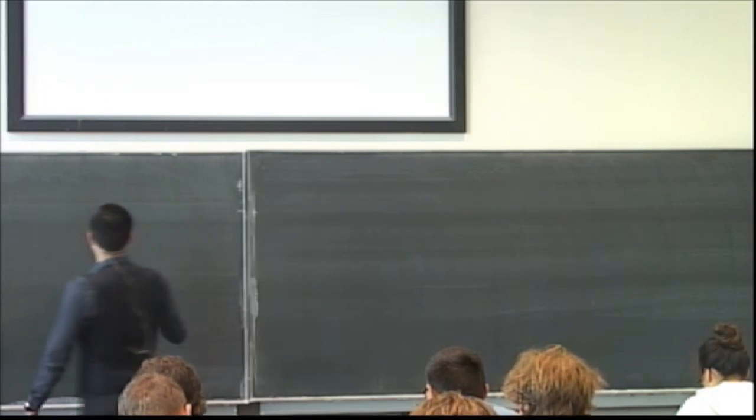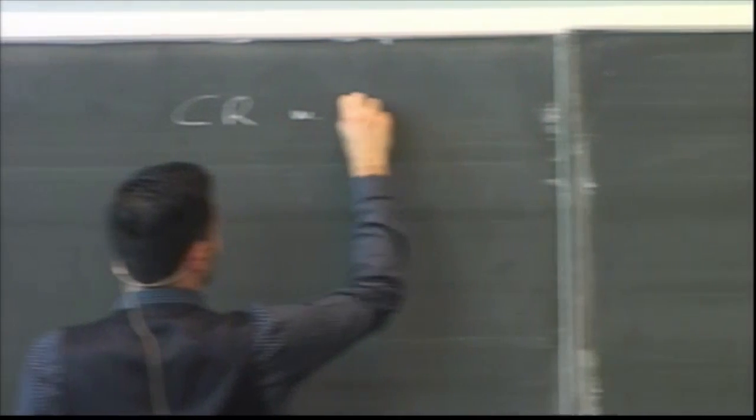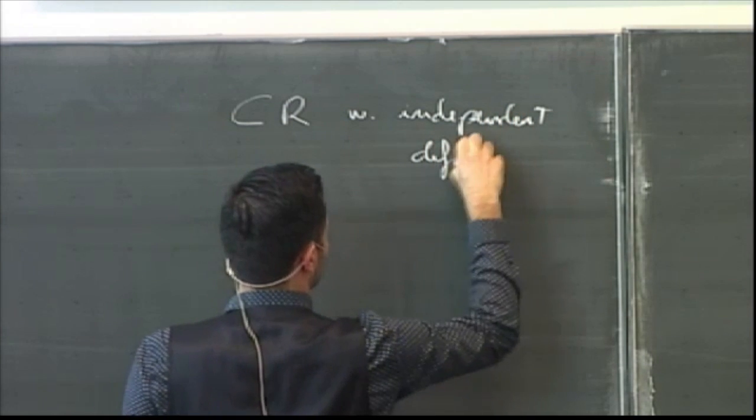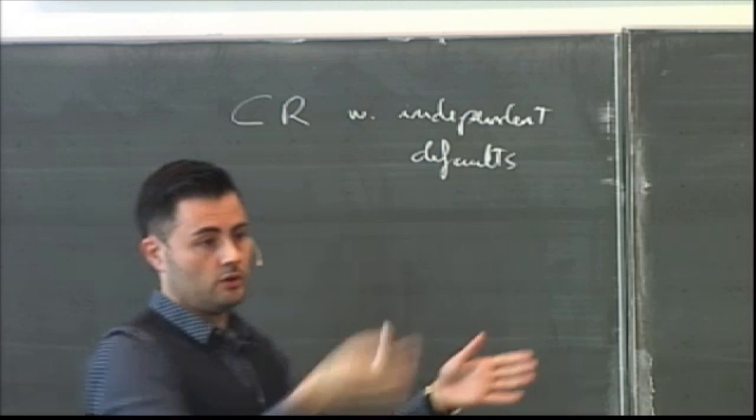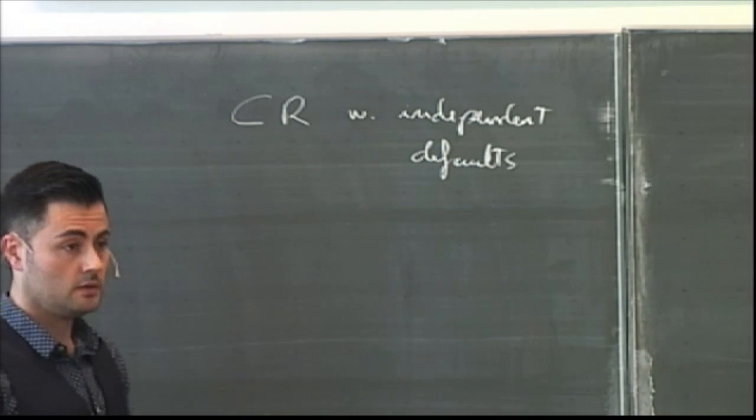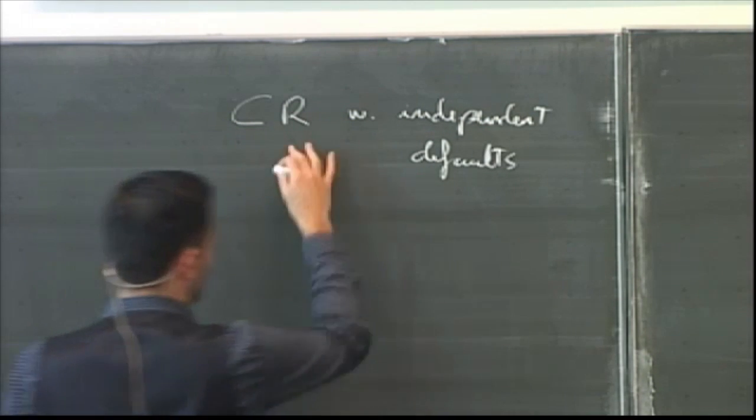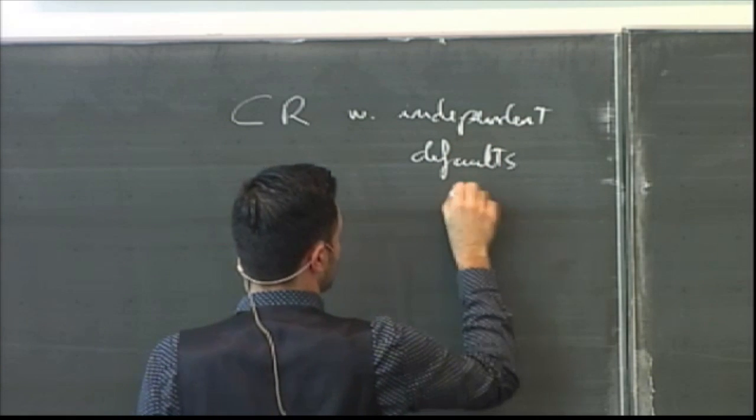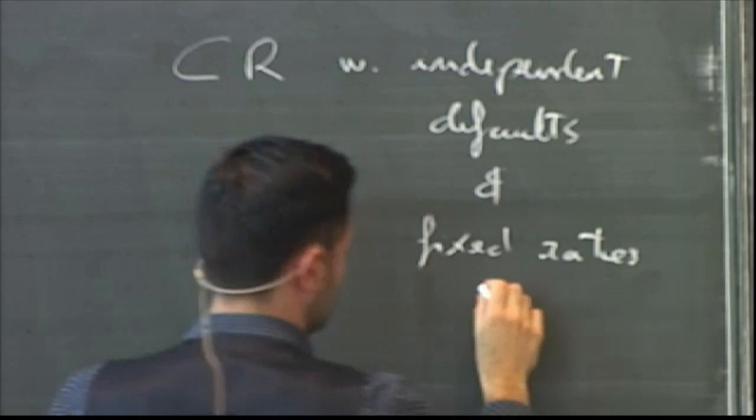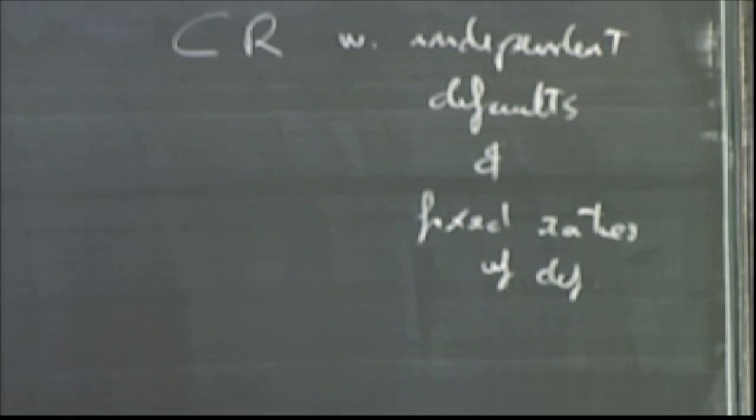So what we will start with is essentially Credit Risk Plus with independent defaults. The idea is that you have a portfolio and all the obligors are independent, okay? And each obligor will have a probability of defaulting, and this probability of defaulting is assumed to be constant over time, okay? So we will start with Credit Risk Plus with independence and fixed rates of default, or if you want, fixed probability of default. That will be the first step.